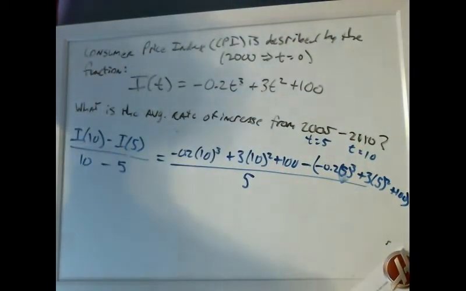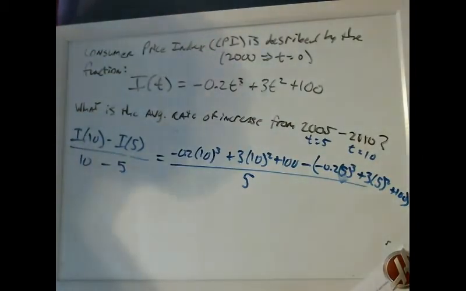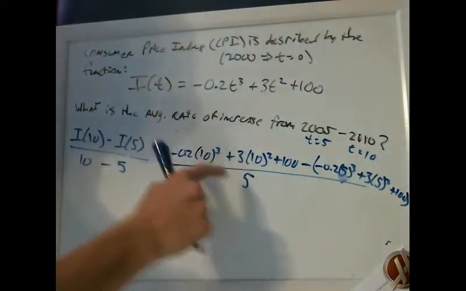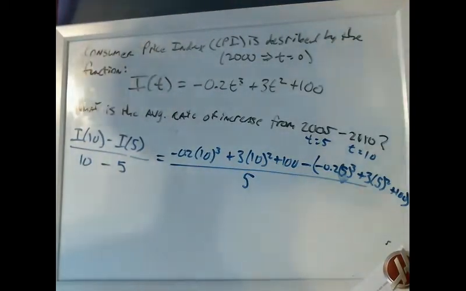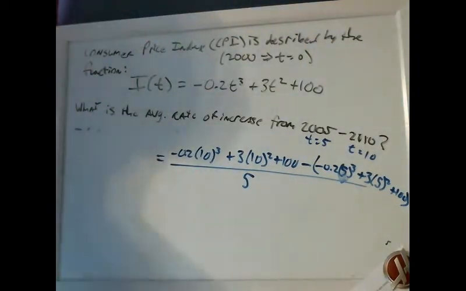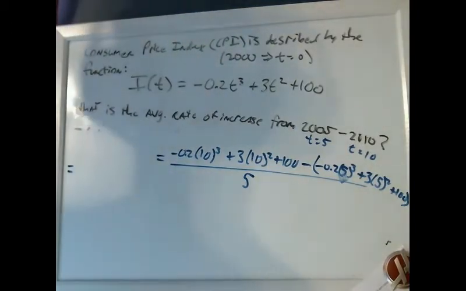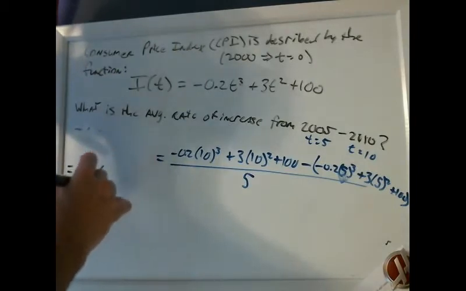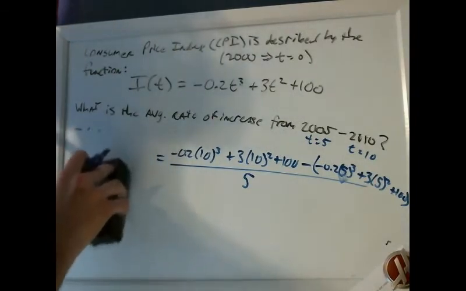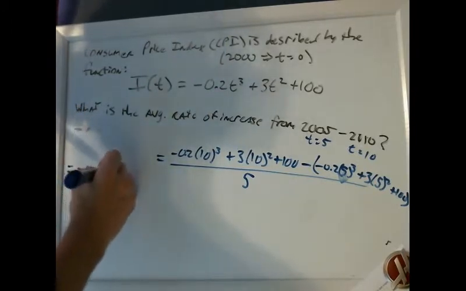Alright, so there we go. I of 10 minus I of 5 over 10 minus 5. So we have some more work to do here. So let's simplify by distributing the minus, and hopefully things will cancel. We have a negative 0.2 times 10 cubed, which is 1,000. So I'm going to go ahead and write that. 10 cubed is 1,000.